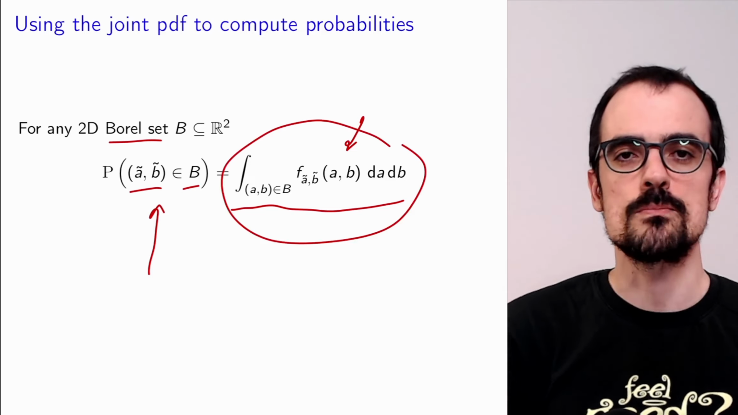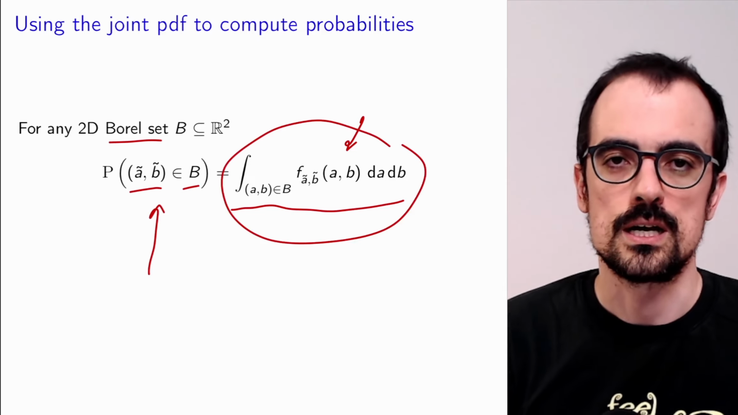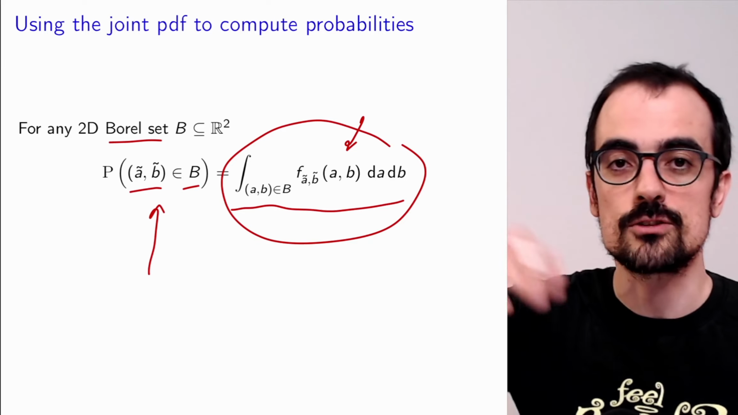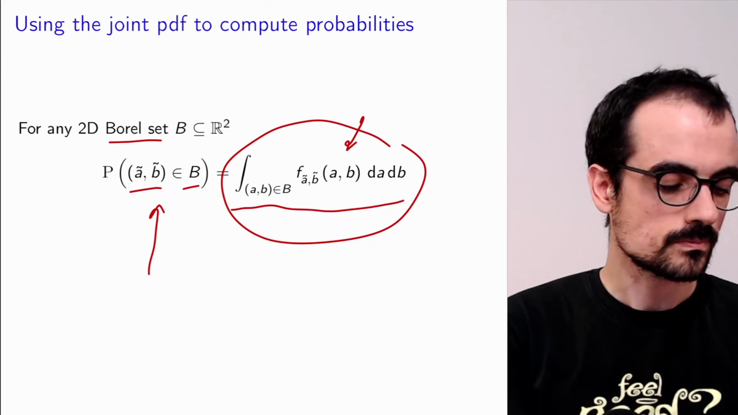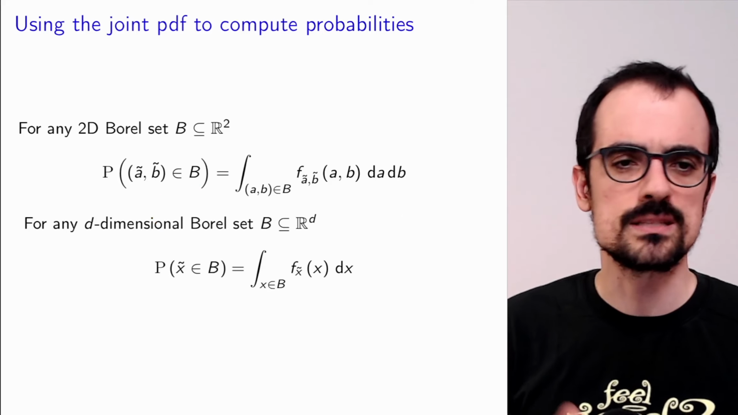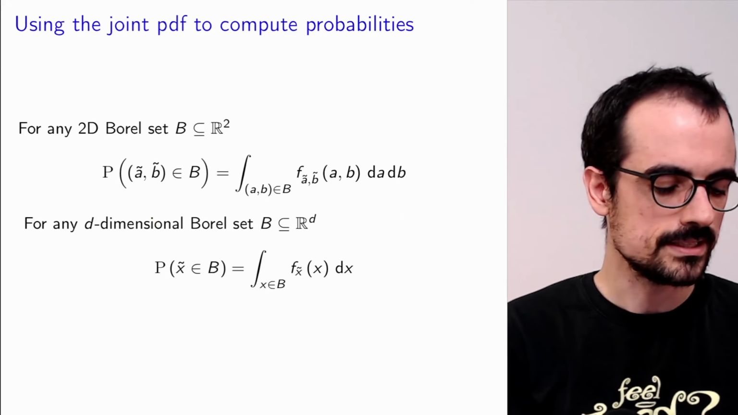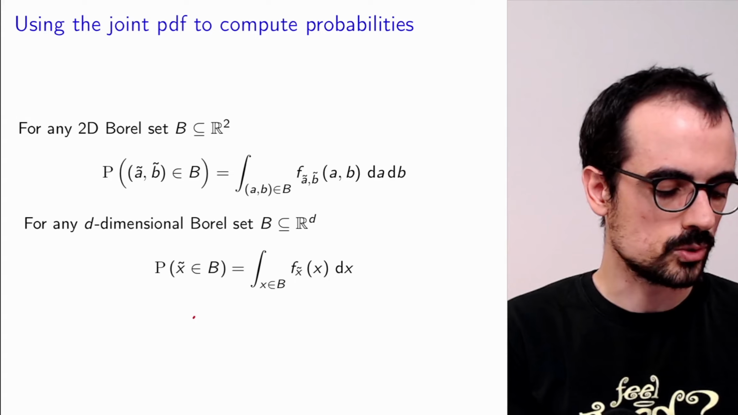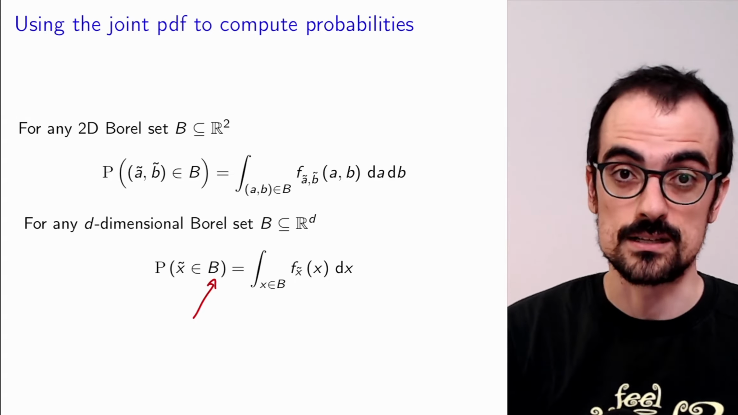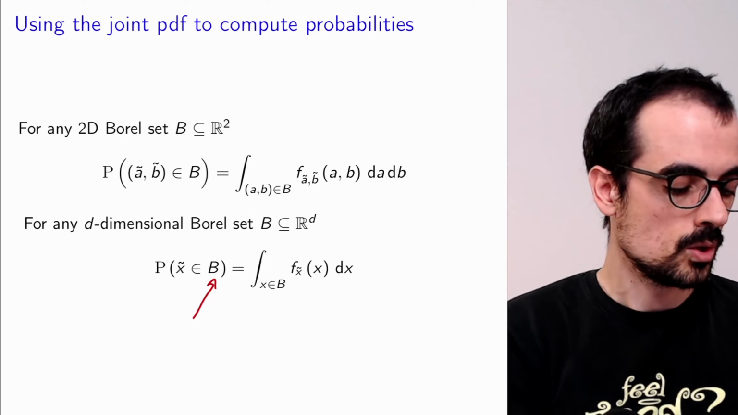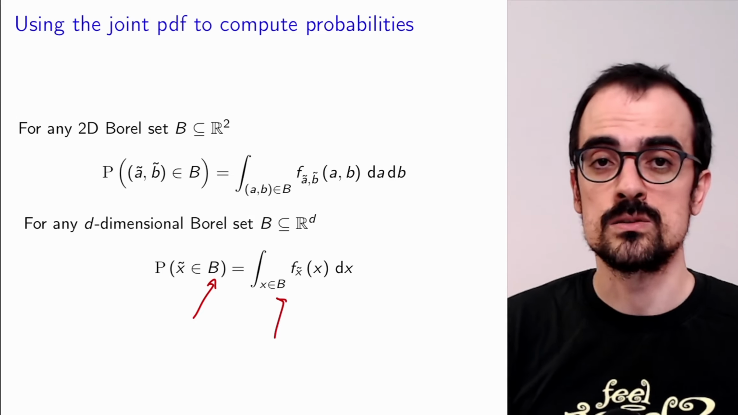All right, but the bottom line is that the way we estimate probabilities using the density is just by integrating the density over whatever set we're interested in. We'll see an example in a moment. Same thing in d dimensions. To compute the probability that X belongs to some union of hyperrectangles, to some Borel set, we integrate over that Borel set.